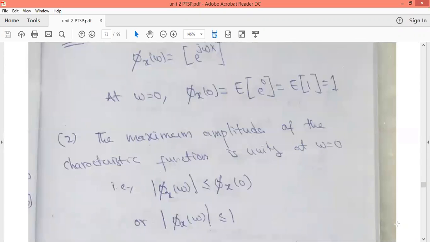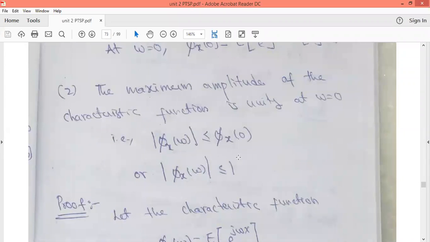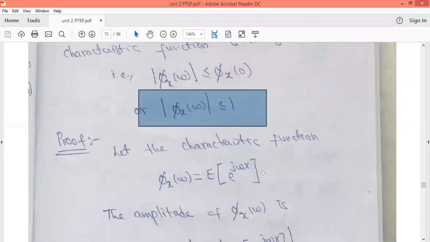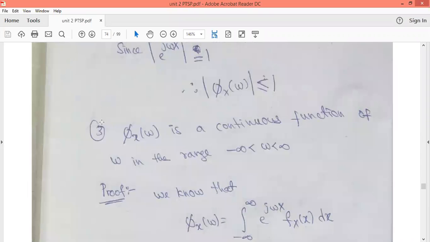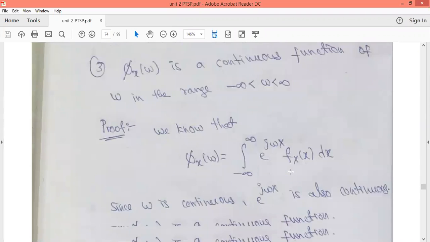The second property says the maximum amplitude of the characteristic function is unity at omega equal to 0. So it has the maximum value only at omega equal to 0, and all other values of the characteristic function will be less than or equal to 1. Mod phi x of omega will always be less than or equal to 1. And the third property says that phi x of omega is a continuous function of omega in the range minus infinity less than omega less than infinity.